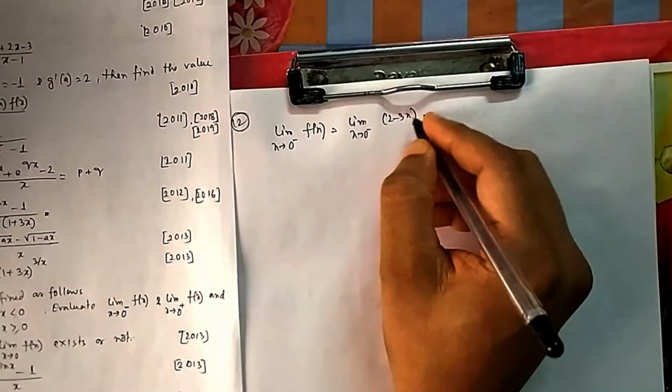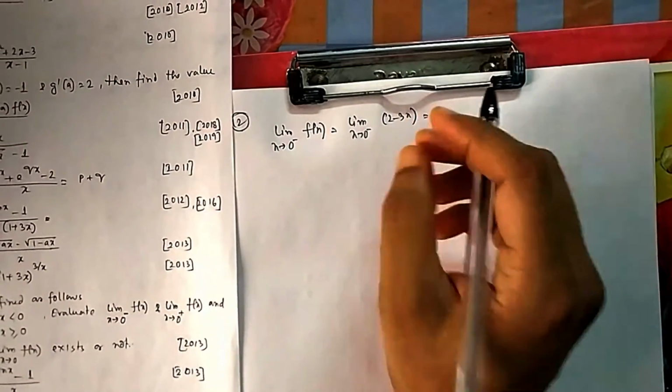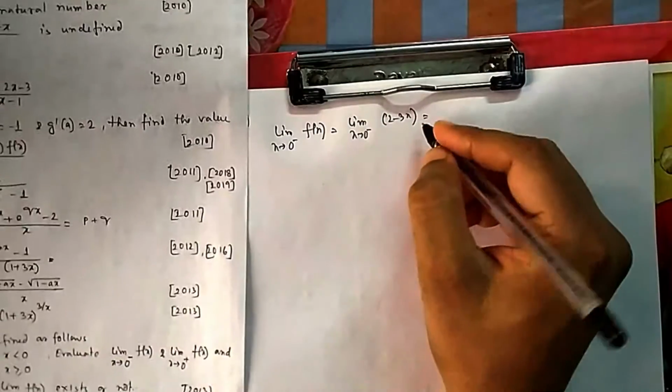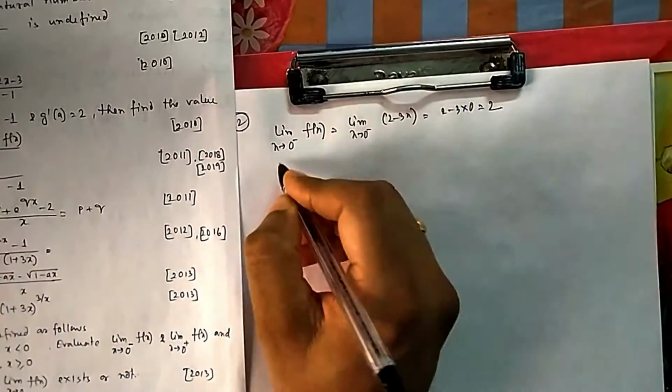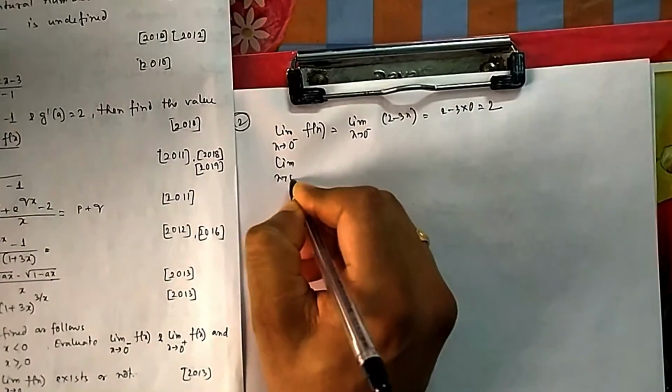It is very close to 0, so you can put 0 here, but the idea is it is 1.99999, so that's why it is coming in this branch. So 2 minus 3 into 0, so it is 2. And limit x tends to 0 plus f(x).